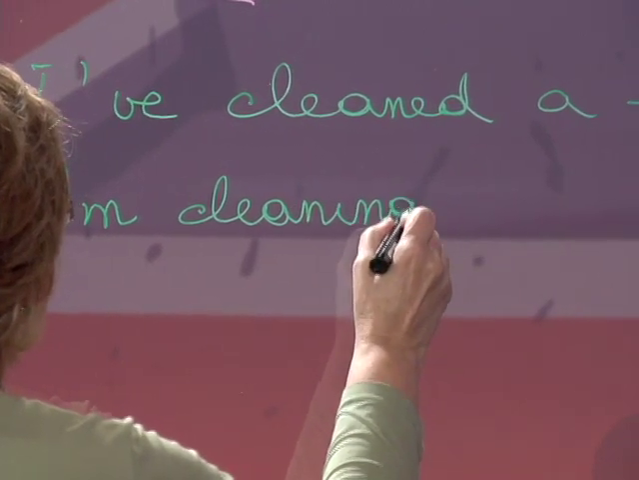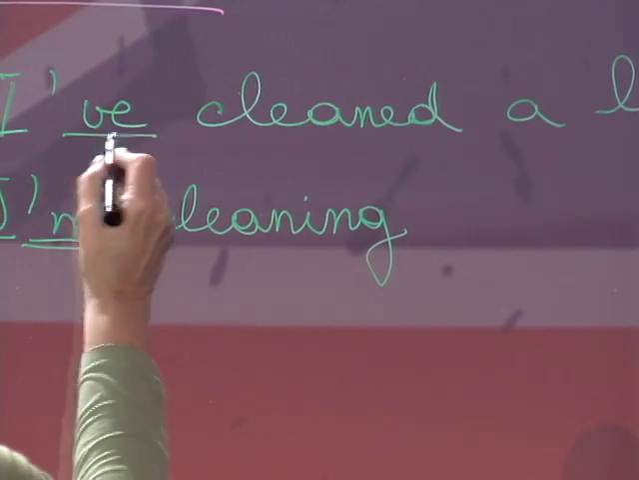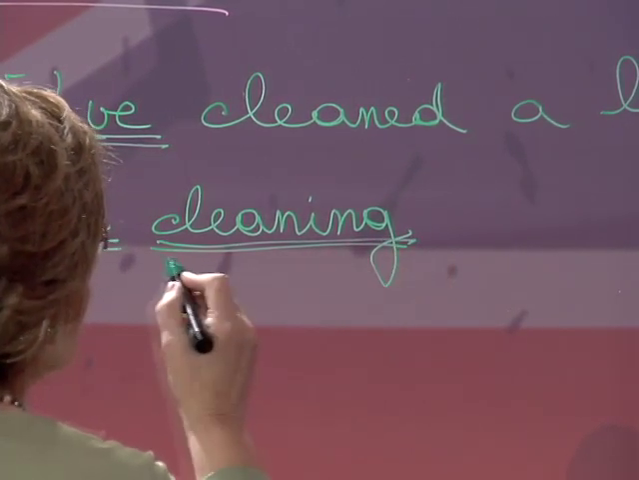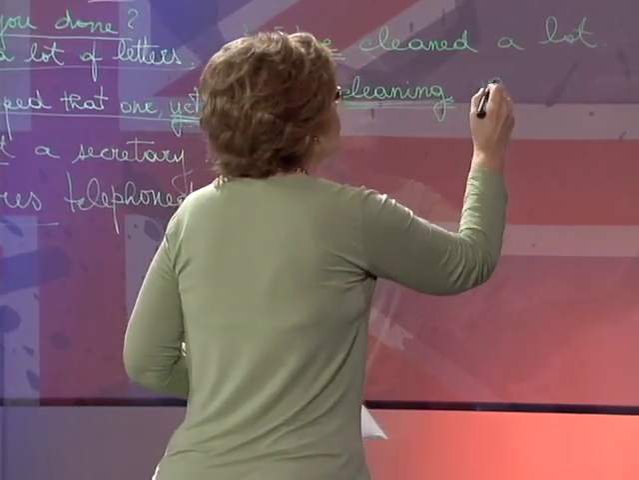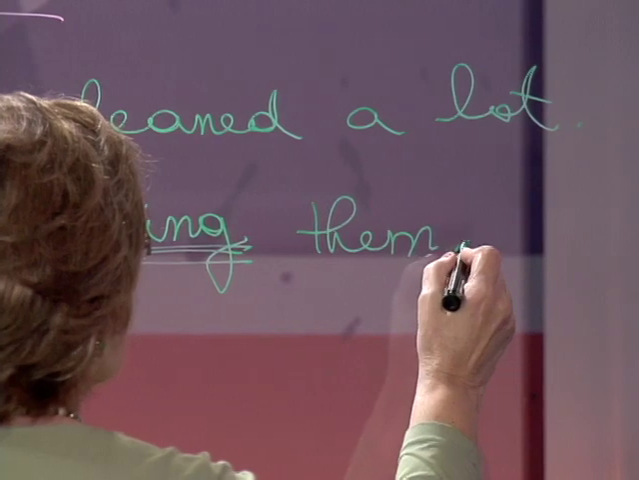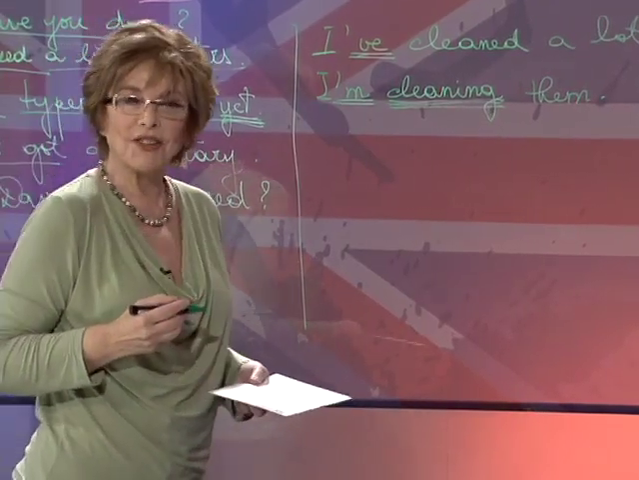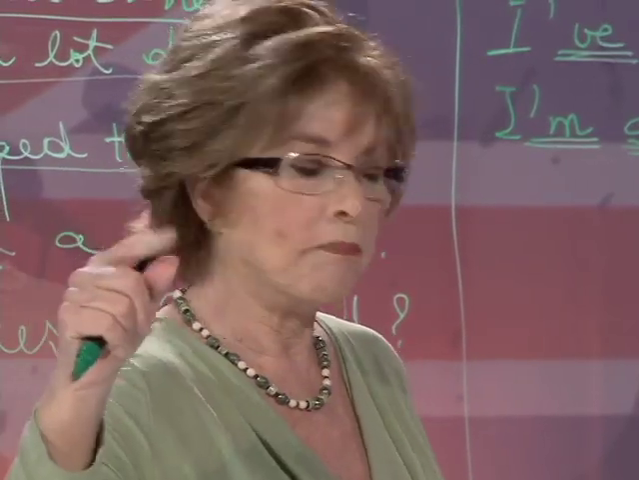Outro tempo de verbo. O que é este aqui? I am é o verbo to be. Aqui era o verbo have. Olha o ing aqui. Está acontecendo agora. I'm cleaning them. Estou a lavá-los, como diria em Portugal. Estou lavando os copos. I'm cleaning them. Repeat. I'm cleaning them.